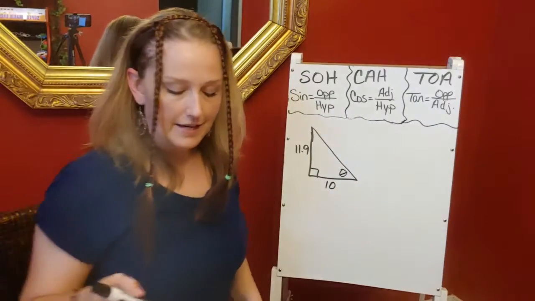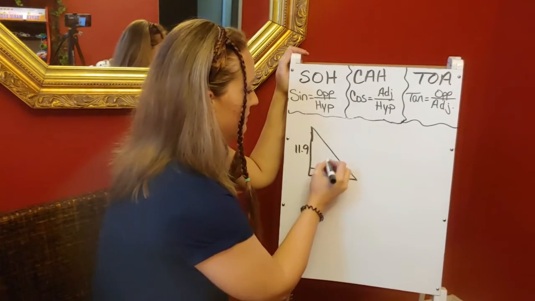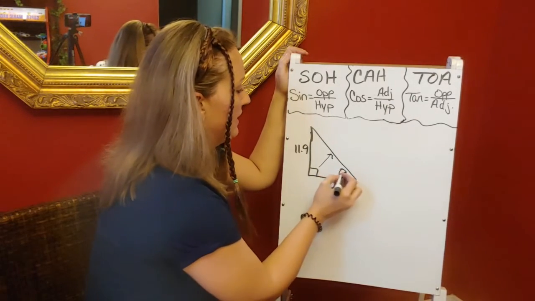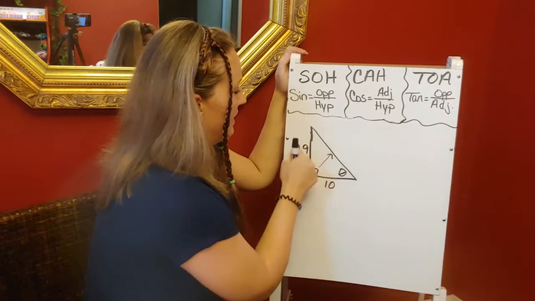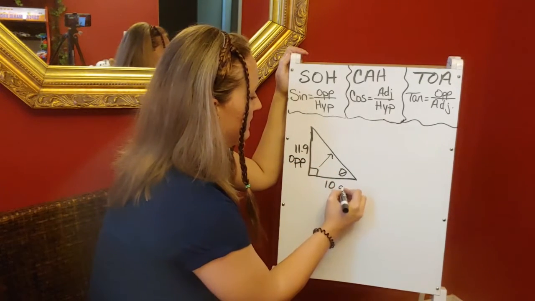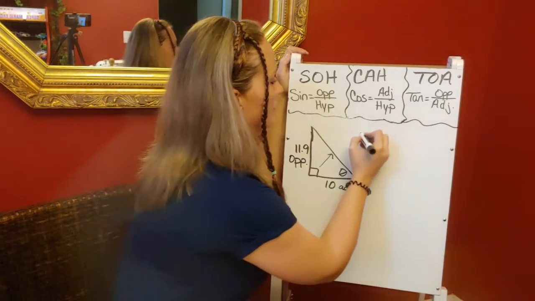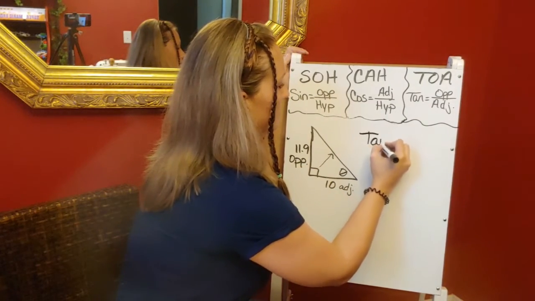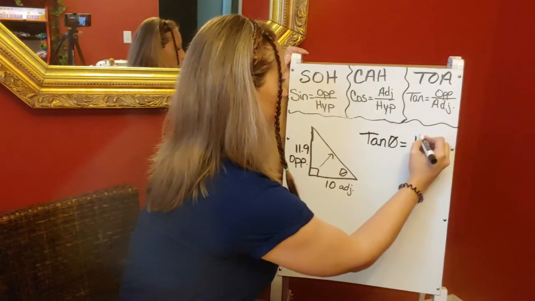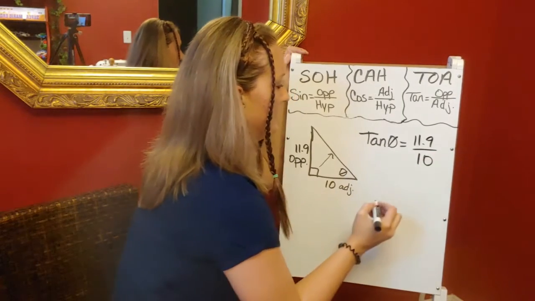All right, let's look at this last example. From theta, I'm not using my hypotenuse at all. Not even a thing. So I know I'm going to use tangent. 11.9 is opposite of theta. So opposite, my 10 is my adjacent. So I'm going to use those inverse functions. Tangent of theta equals the opposite side, which is 11.9, over the adjacent side, which is 10.